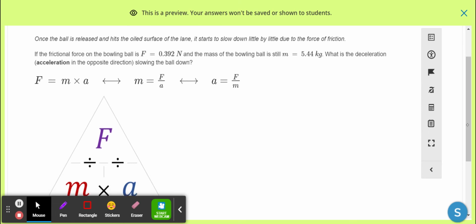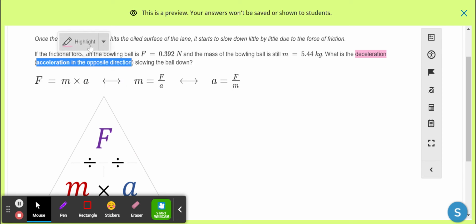Okay, still working with that bowling ball. In this case, our bowling ball is the same mass. It's still 5.44 kilograms. It didn't suddenly shrink or get bigger. But now we have a frictional force fighting back against the bowling ball. This is not the force that we're applying to get the bowling ball moving. This is the force that's fighting against the bowling ball moving. It's what's slowing it down. It's from the deceleration, but we're still thinking of this as how fast or slow it's changing its speed.